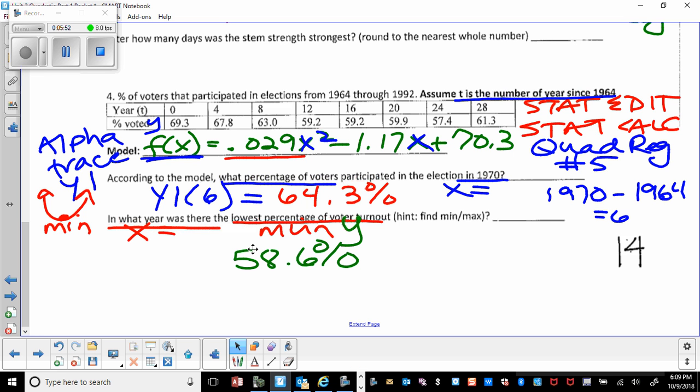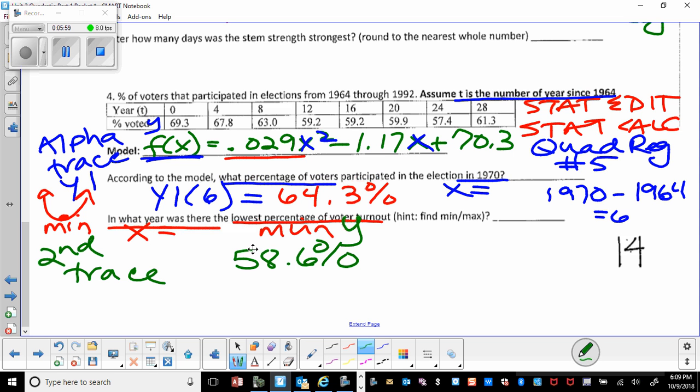All right, and so to get the min, remember you go second trace, or the max, you go second trace. All right, so to get the Y1, you do alpha trace. To get the minimum, you do second trace. Okay, good job.